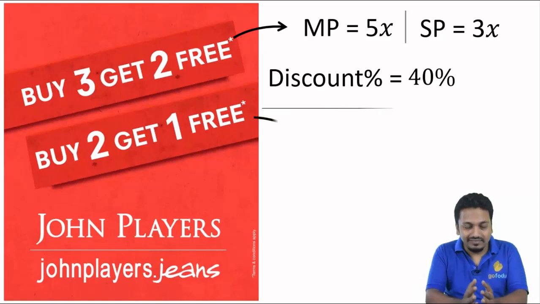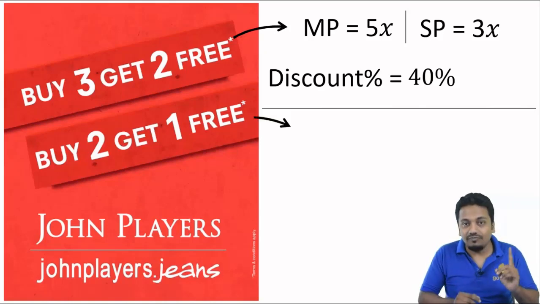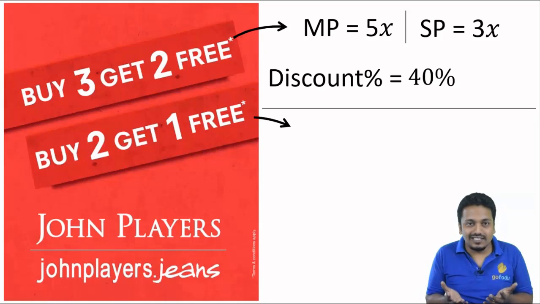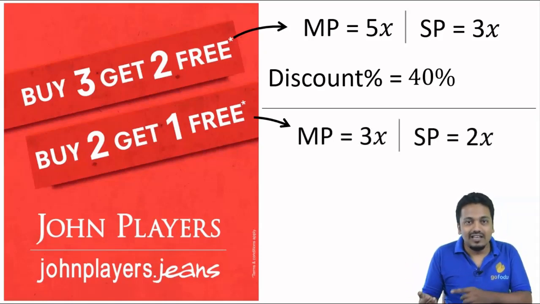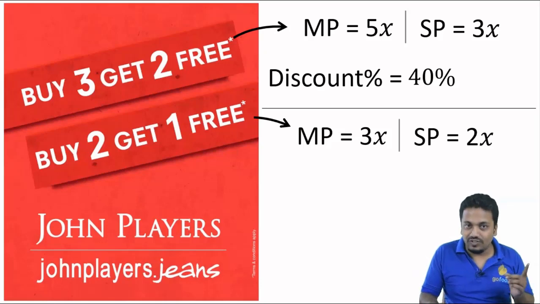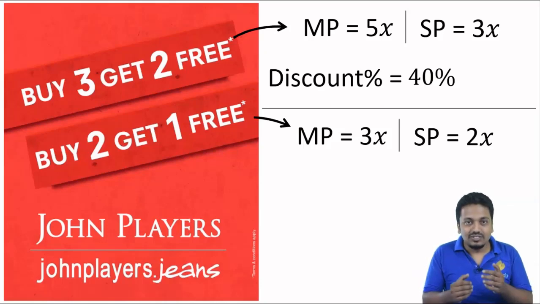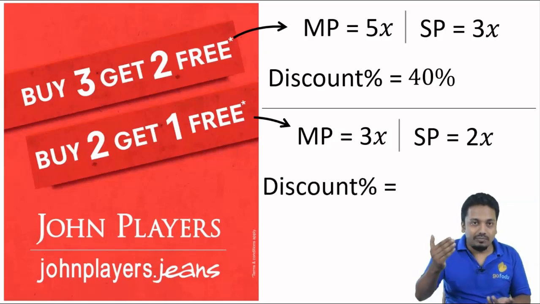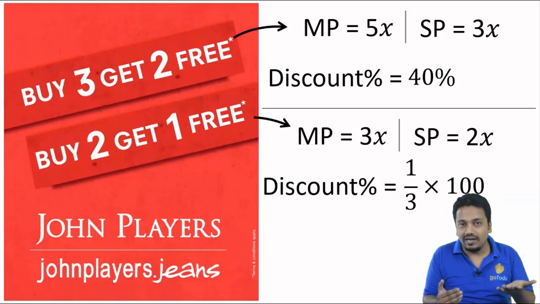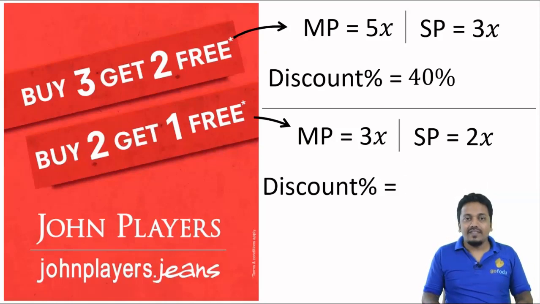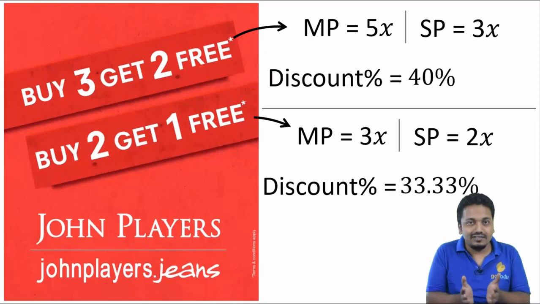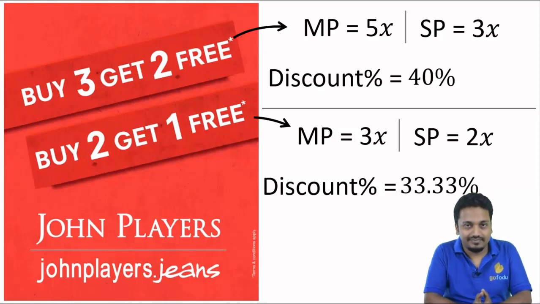In second offer, buy 2 and get 1 free. Total price listed is of 3 items. So 3X is the marked price. 1 free item is the discount, which will come in the numerator. So discount percent will be 1 upon 3 into 100. That will be 33.33% discount.